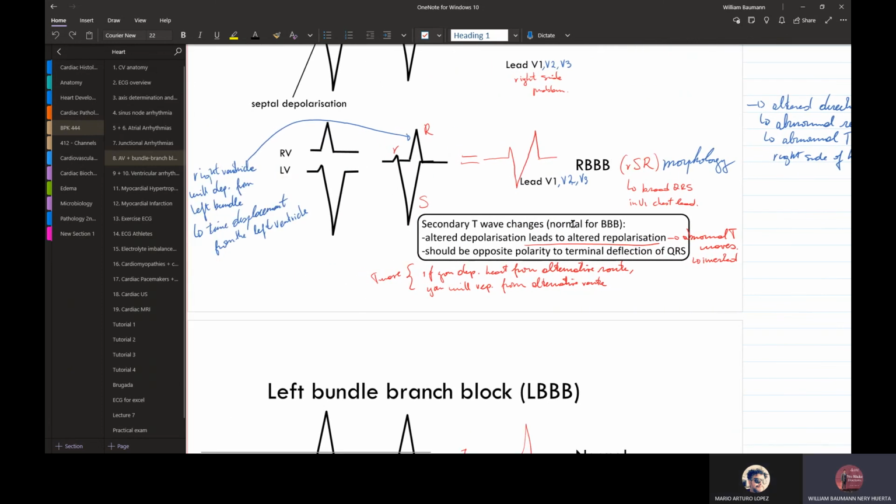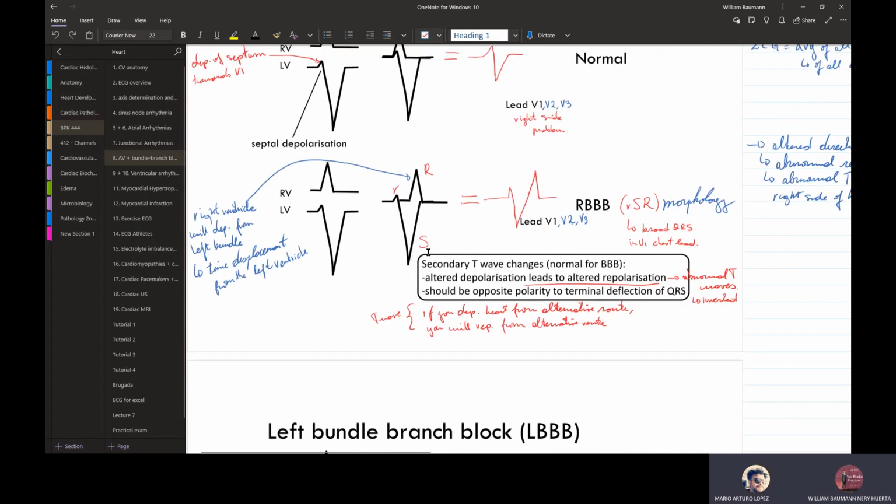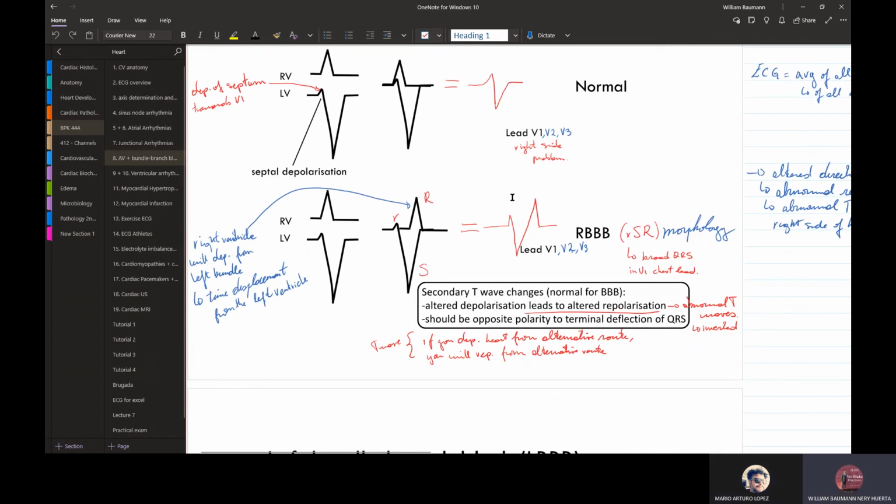Secondary T wave changes are normal for bundle branch block. Altered depolarization leads to altered repolarization. Abnormal T waves should be opposite polarity to terminal deflections of QRS. If you depolarize from an alternative route, you will repolarize from an alternative route. Okay, makes sense. Does this make sense to you? Yeah. All right. And V1, V2, V3 are the leads that you're looking at. And those are telling you that that's a right side problem.